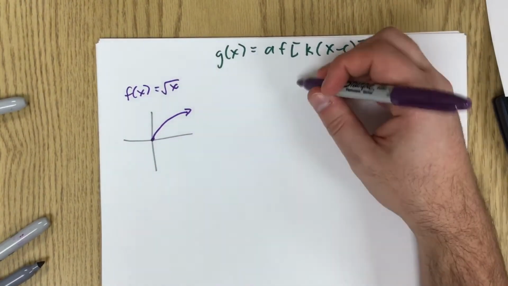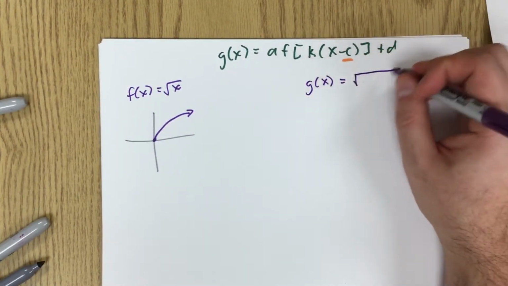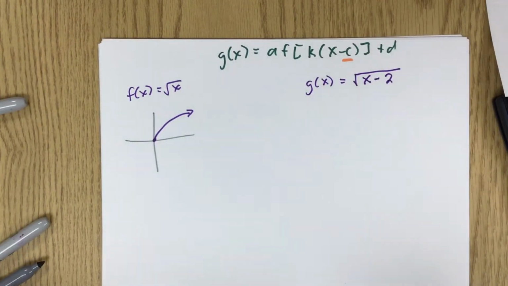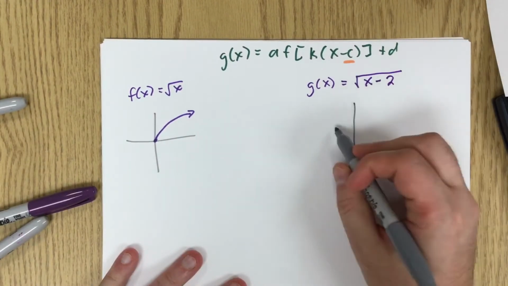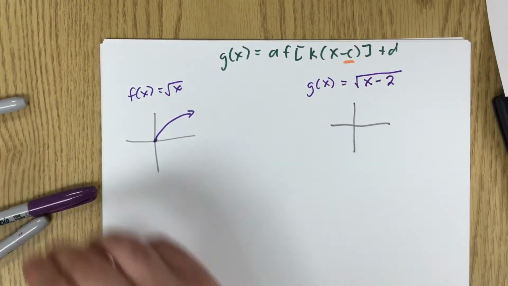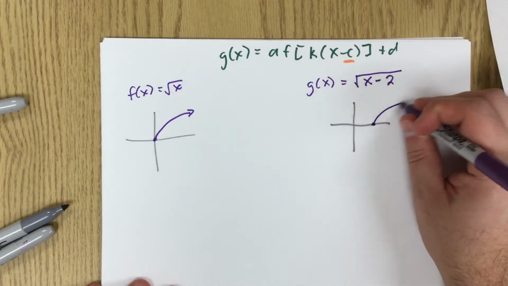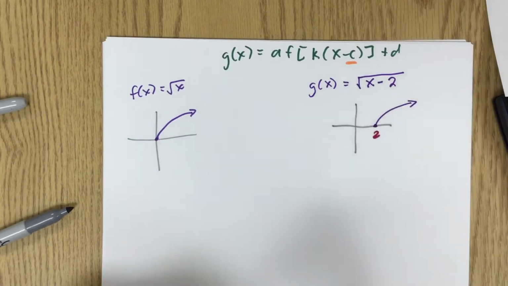So if something is in the bracket, I could say g of x is the square root of x minus 2, and this is going to be a left-right movement. We're mostly going to look at that point. What that point has done is it's moved right 2, and then we have our graph over there, moved 2. So the negative makes it move right.